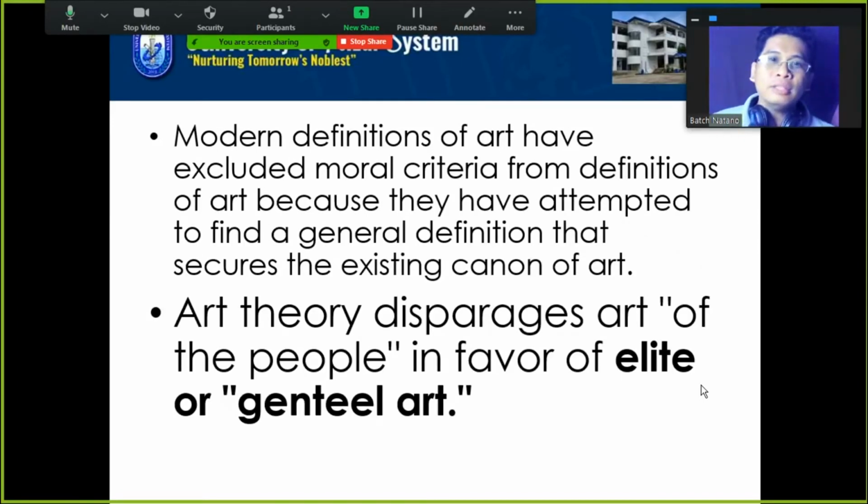Okay, so modern definitions of art have excluded moral criteria from definitions of art because they have attempted to find a general definition that accommodates the existing canon of art. Okay? But didn't Tolstoy say that beautiful values, aesthetic value, and moral value reflect aesthetic value? Ibig sabihin, kung maganda yung mensahe ng isang artwork, that's what makes it beautiful.